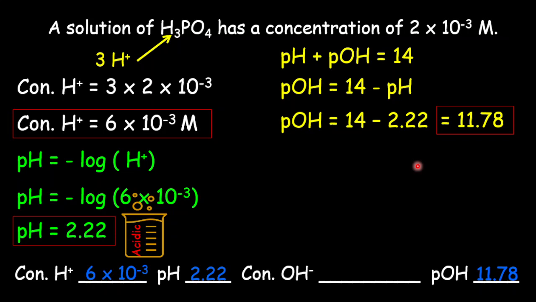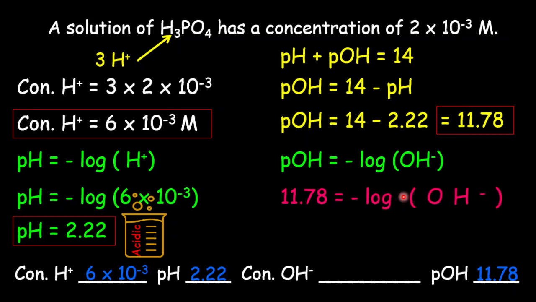So again, I want to remember the formula that we're going to use here. Similarly to finding pH, we find pOH by saying that pOH is equal to minus log multiplied by the concentration of OH minus ions. Now, I want to point out something to you really quick. To substitute our values, pOH is 11.78, so I want you to notice that. And then it's going to be minus log multiplied by the concentration of OH.